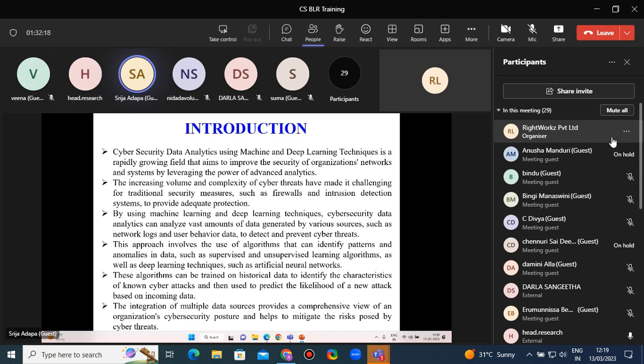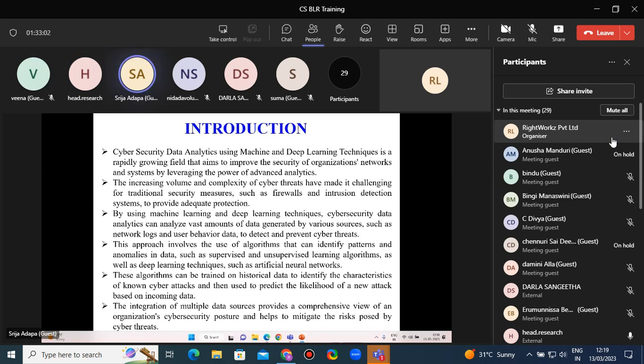The introduction to our project: cybersecurity data analytics using machine and deep learning techniques is a rapidly growing field that aims to improve the security of organizations' networks and systems by leveraging the power of advanced analytics. The increasing volume and complexity of cyber threats have made it challenging for traditional security measures such as firewalls and intrusion detection systems to provide adequate protection. By using machine learning and deep learning techniques, cybersecurity data analytics can analyze vast amounts of data generated by various sources, such as network logs and user behavior data, to detect and prevent cyber threats.